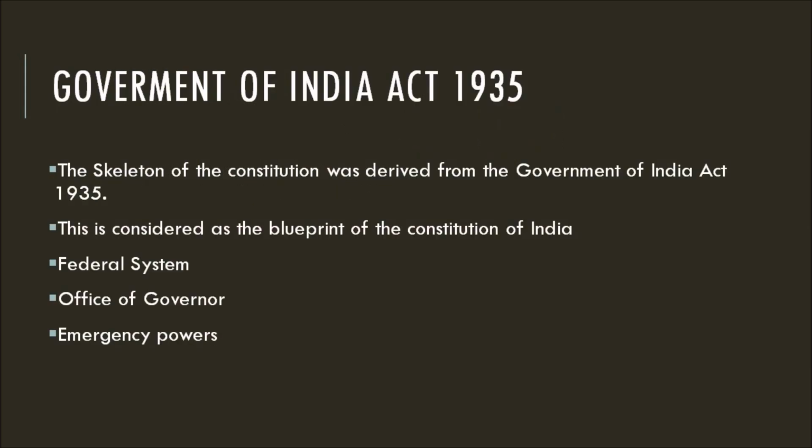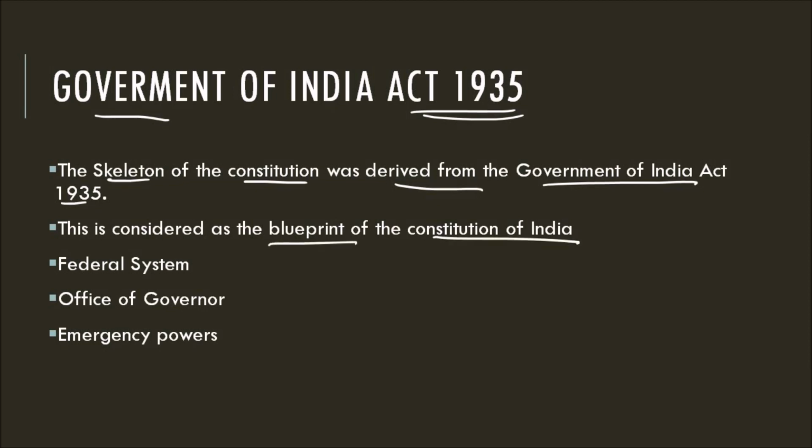In the previous session, we had discussed that our constitution is very much derived from the Government of India Act 1935. And for this reason, it is said that the skeleton of the constitution was derived from the Government of India Act 1935. And this is considered as the blueprint of the Constitution of India. The features taken from the Government of India Act 1935 were the federal system, office of governor and emergency power.